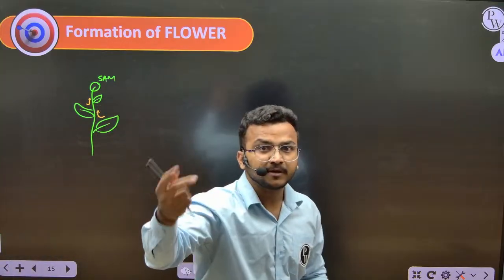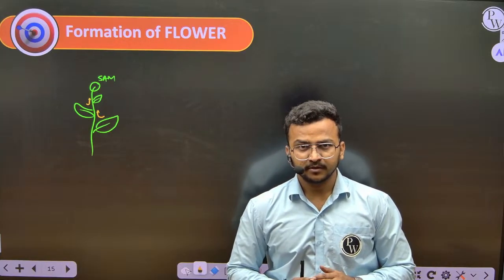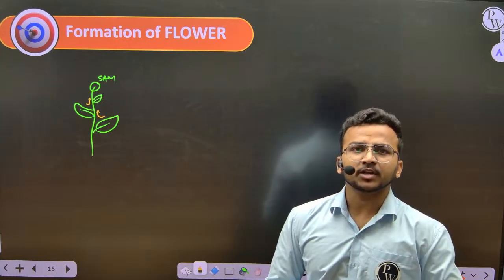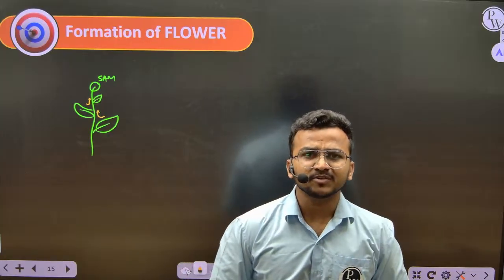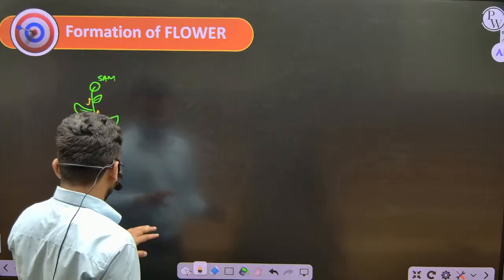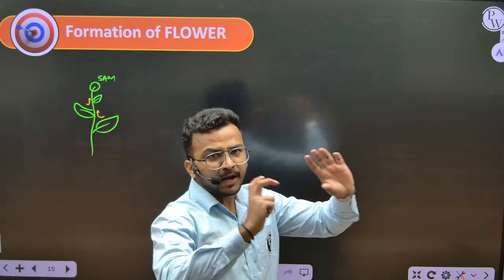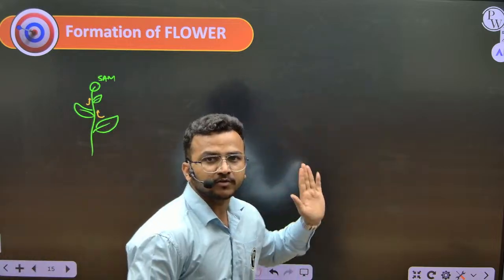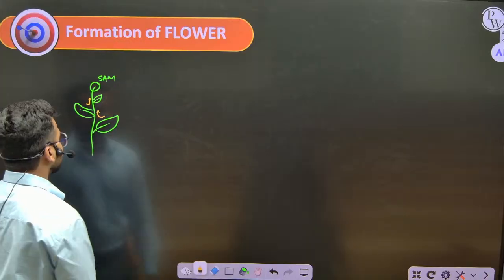To turn into a flower, structural and hormonal changes will take place. There is a hormone called florigen which helps in flowering. Many hormones are included in flower formation, and that we will discuss in the next class. Before that, I will give some schematic representation of how the flower will be formed, and the continuation of that we will discuss in the next class also.